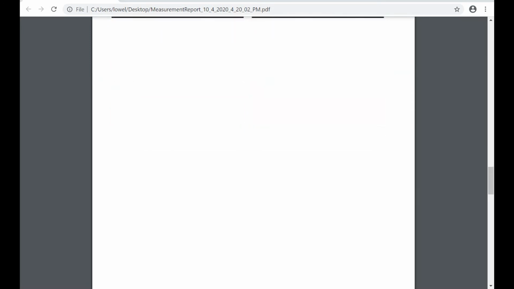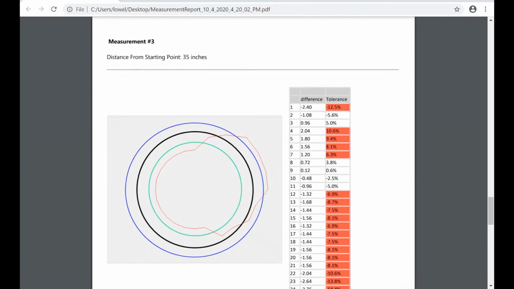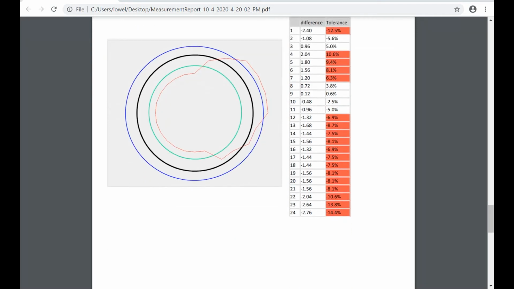And moving on, you'll see the measurement number 3, a lot of it, 6% showing in red. It's very straightforward, but it has a lot of detail to where the readers can make decisions with this information.